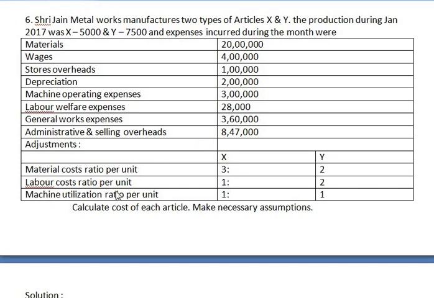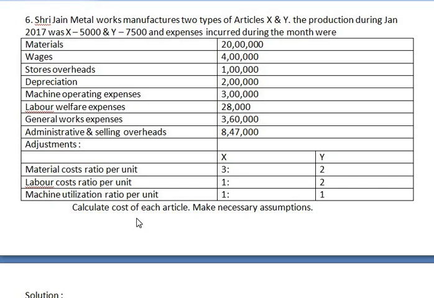Adjustments. So here there are two articles they have told, X as well as Y. Now, material cost ratio per unit is 3:2. Labor cost ratio per unit 1:2. Then machine utilization ratio per unit is 1:2. Calculate cost of each article. Make necessary assumptions. Okay, so this is the problem.